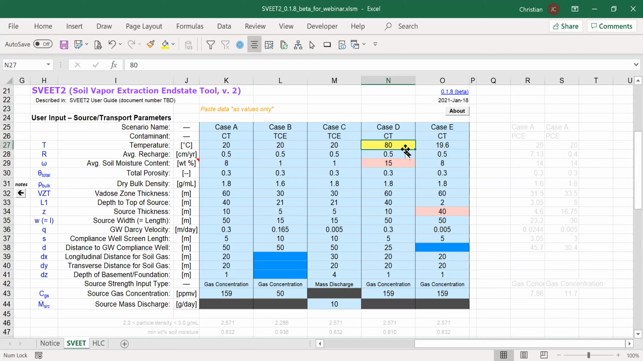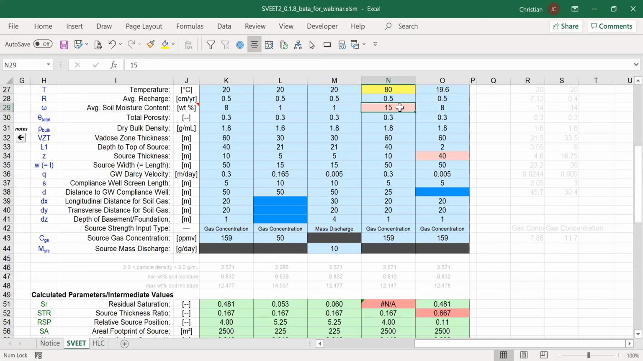There's one parameter, the temperature. The software uses Henry's law constant in the calculations, and if you're outside the temperature dependent correlation bounds for that, the temperature shows up in yellow. That doesn't prevent the calculation, but it's just a warning that you're outside that temperature dependent correlation.